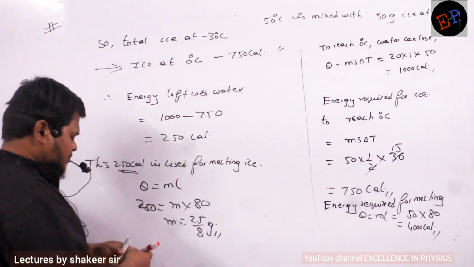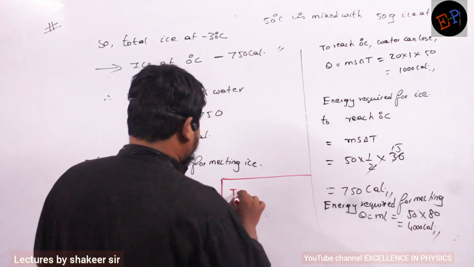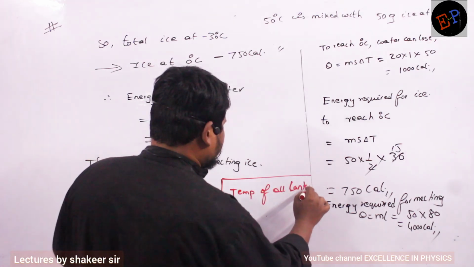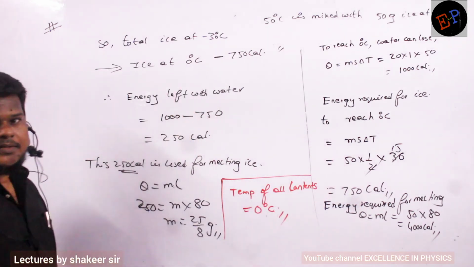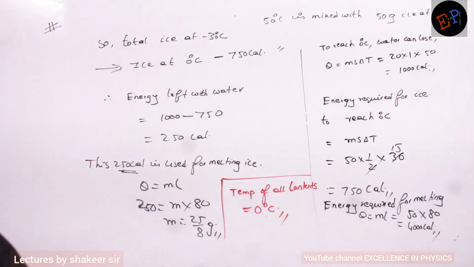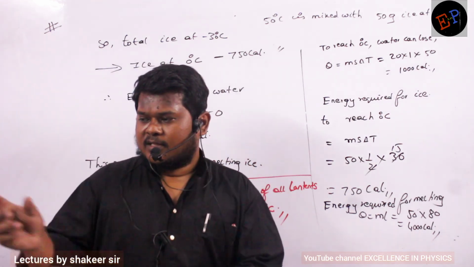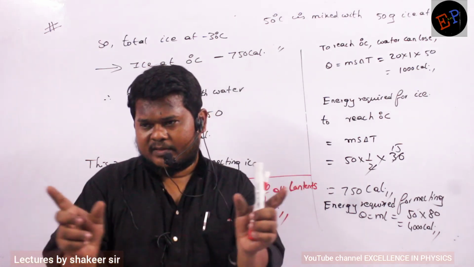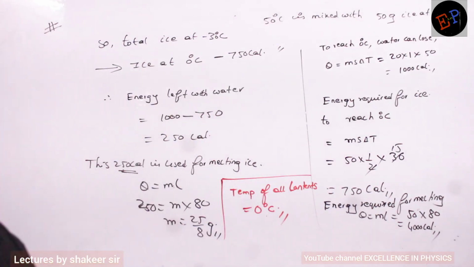Understood? So right. Therefore what do we write? We write: temperature of all contents is 0 degrees Celsius. That is our answer. Understood? So this is the method of solving these problems comparatively. Check the required energy and check the amount that is supplied. Supplied energy, required energy. You have to compare them. Then you will reach some point. That is how you have to do the calculation.